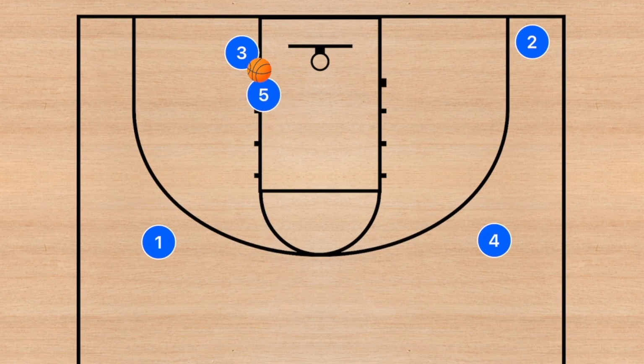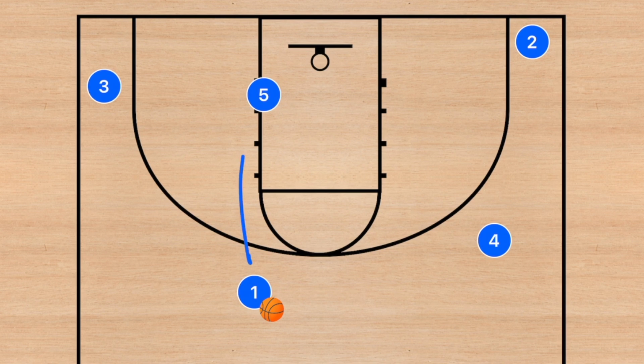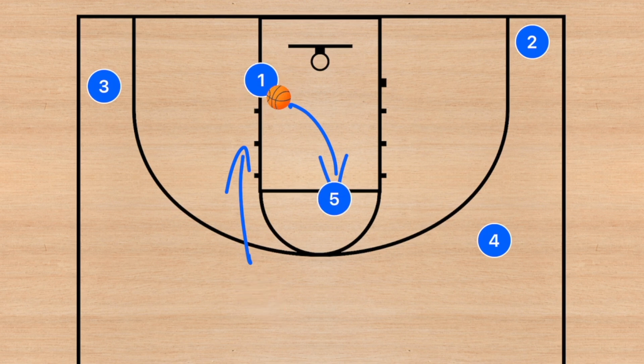This also works with a player in the post as well. So if player 1 was to drive towards his left side, player 5 will lift to the elbow or to the free throw line at first, and then he can pop out to the point, and this would be a kick out pass here or a kick out pass here.